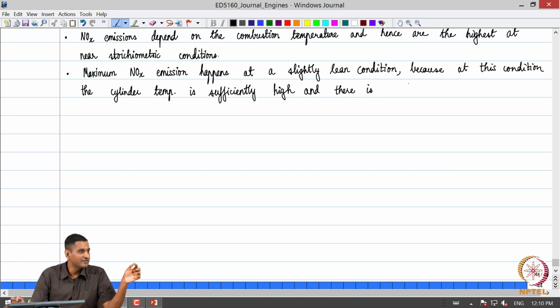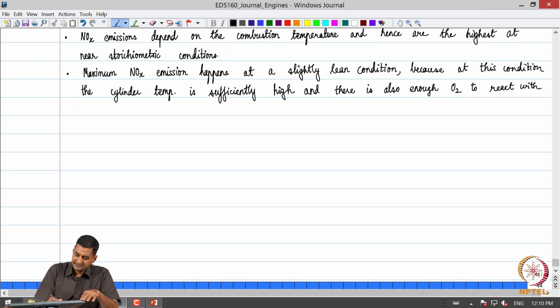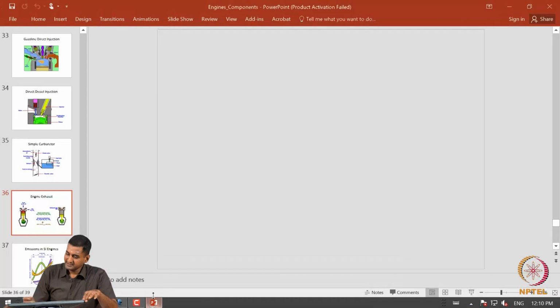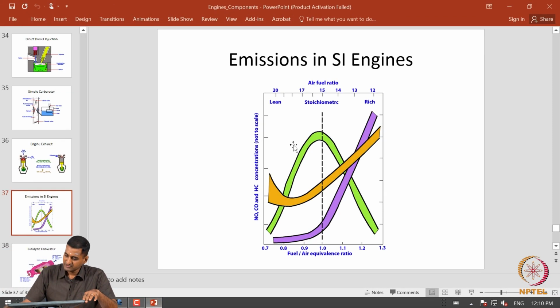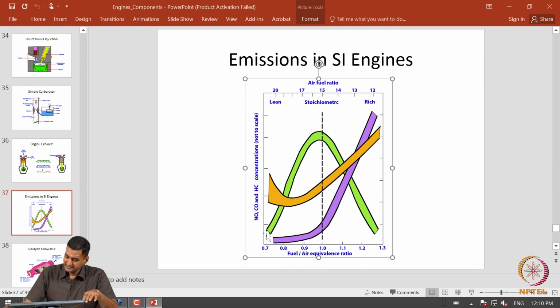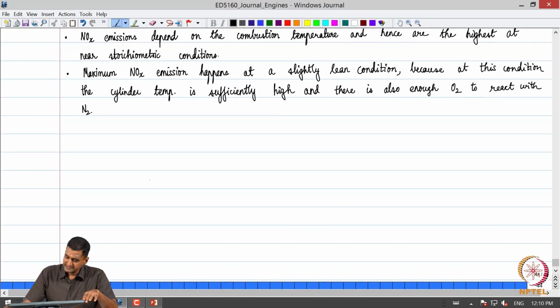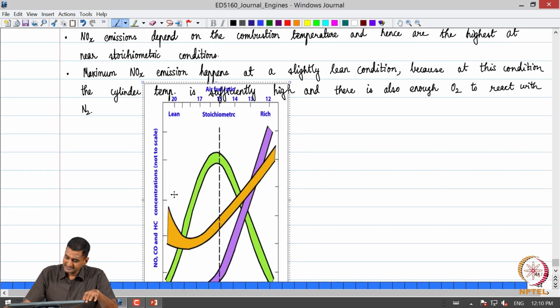So, with a slightly lean mixture, enough heat energy is released to ensure that the cylinder temperatures are sufficiently high, and also there is enough oxygen to react with nitrogen. So, if we consider a typical distribution of these gases in a spark ignition engine, it looks something like this.